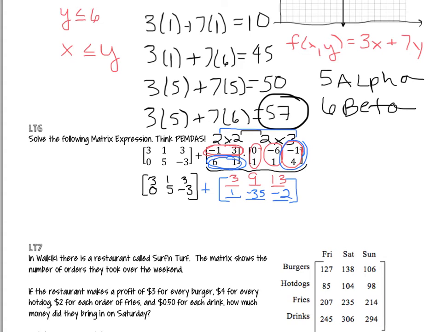Now I'm going to add these two together, and we're just going to add their corresponding elements. 3 plus 3 is 6. 1 plus 9 is 10. 3 plus 13 is 16. 0 plus 1 is 1. 5 plus negative 35 is negative 30. And negative 3 plus negative 2 is negative 5.